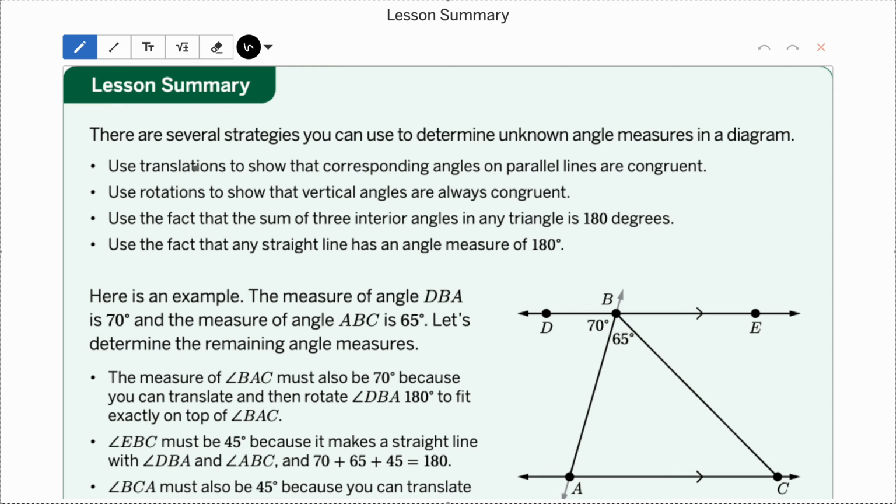So if this line continued up like it does, we know that these two angles are vertical. If I were to rotate this one 180 degrees clockwise, they would line up, and these would be vertical angles. Okay? And erase.